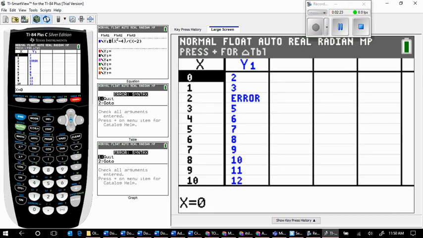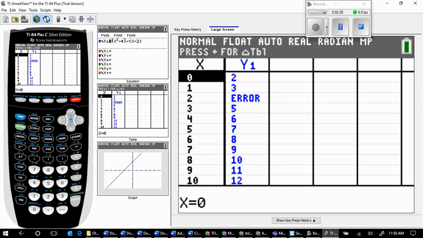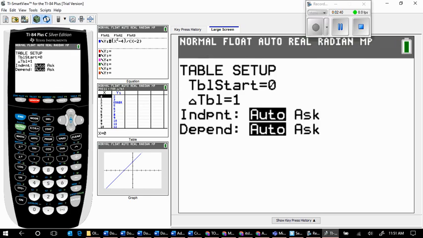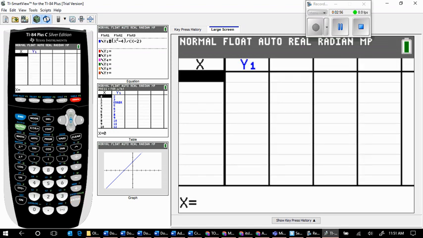Now notice at 2, I can already see this error here. So something's weird happening at 2. Our table by default tends to be set to integer values, but we can change that. Go to second window to go to table set, and instead of having it do auto, we're going to move it over to ask. That will mean that we can then choose which values we want our calculator to give us. Now it's all empty and I can type in the numbers that I want.